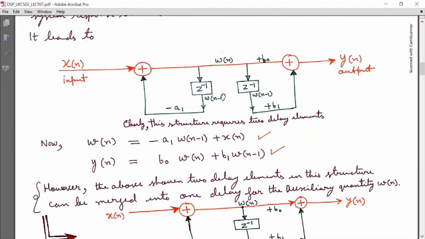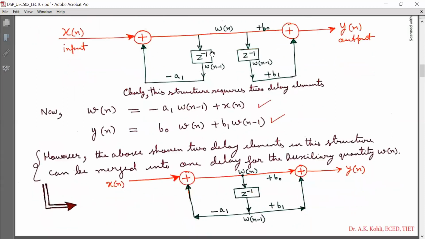Now this structure comes into picture, that input x(n), here auxiliary quantity w(n) is here. When this w(n) passes through delay element, at this point I will achieve w(n minus 1), and now w(n) is equal to x(n) plus minus a1 w(n minus 1). In this structure, y(n) output is equal to b0 w(n), and from this loop plus b1 w(n minus 1). Now clearly there are two delay elements, here one delay, here second delay.